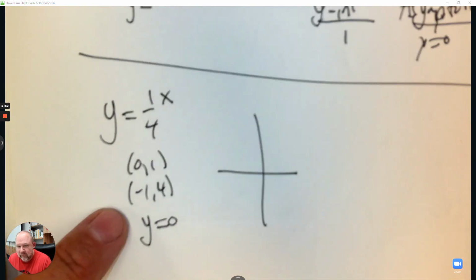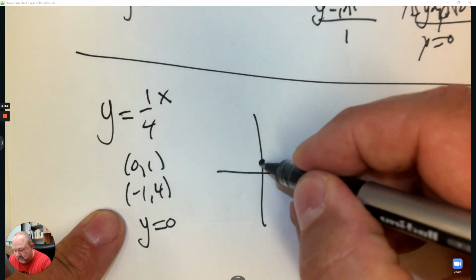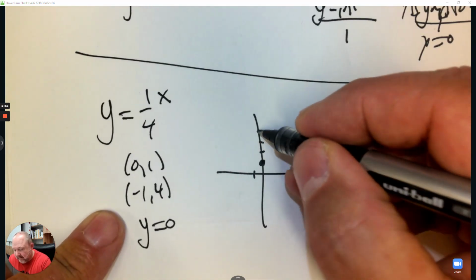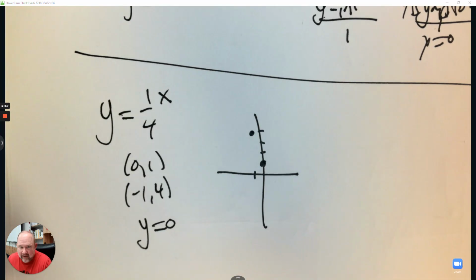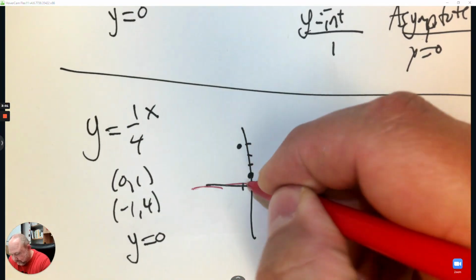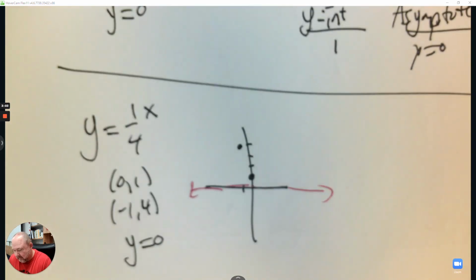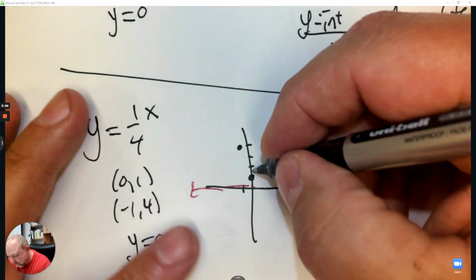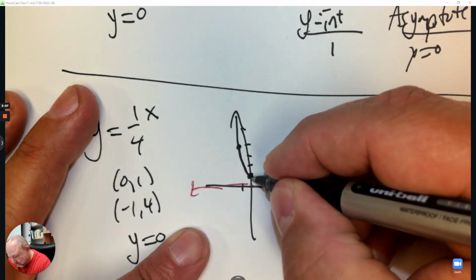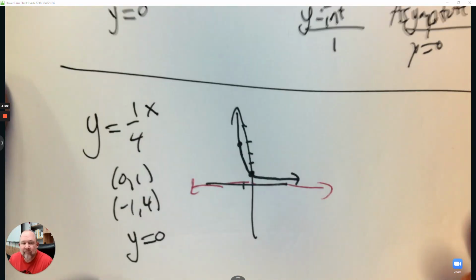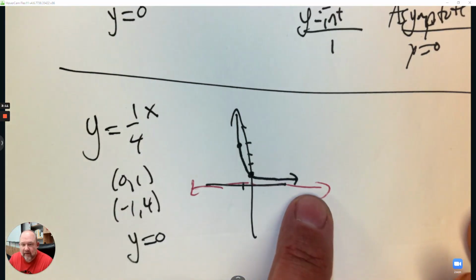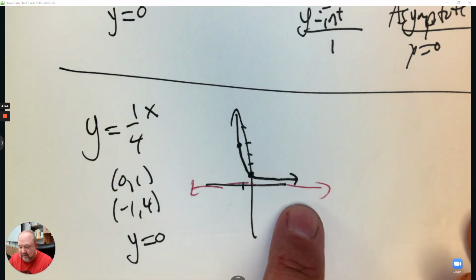So we're going to plot those two points. Hopefully my camera stays focused. So (-1, 4), and then I'm going to graph that. Oh, and the asymptote at 0. So the left end goes up forever and the right end goes toward the asymptote. Notice how this is decay.